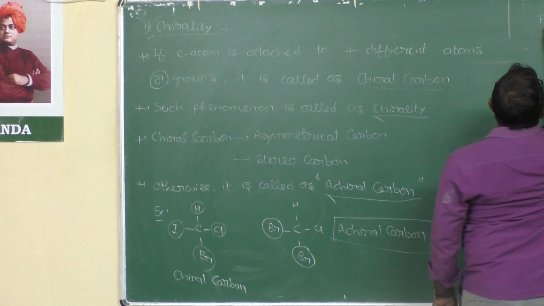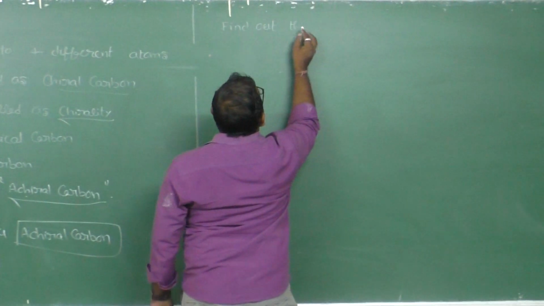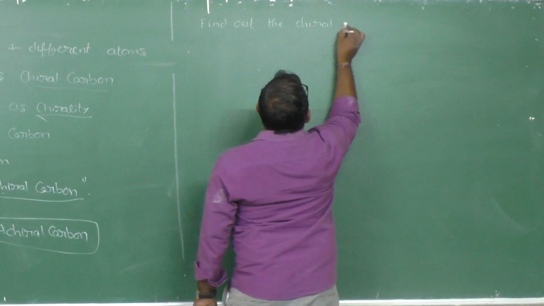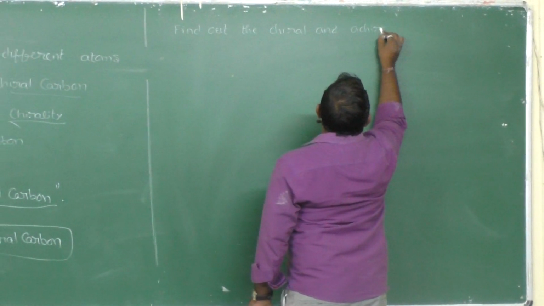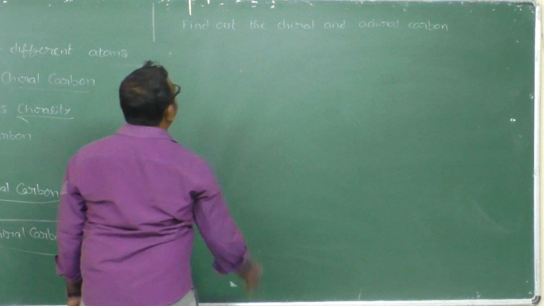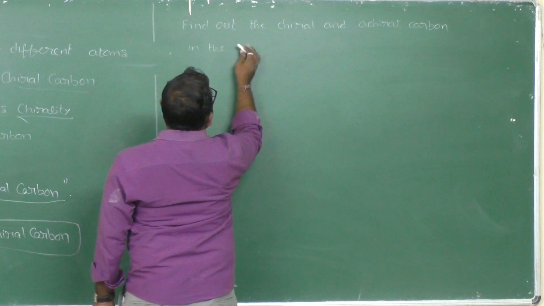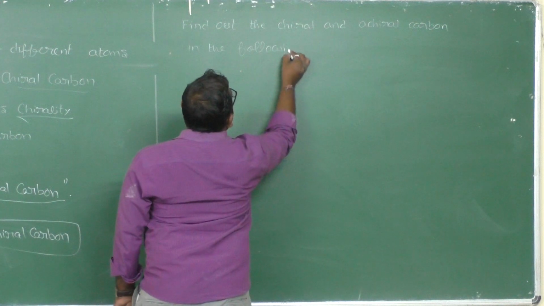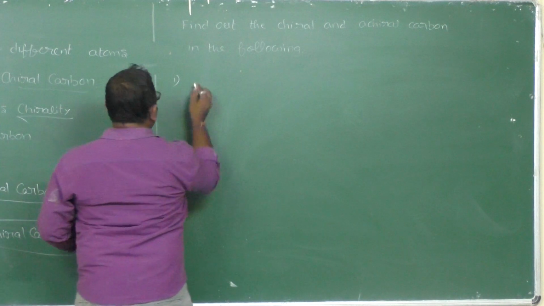Find out the chiral and achiral carbon in the following. Find out whether the following are chiral or achiral. First one, 2-bromobutane.